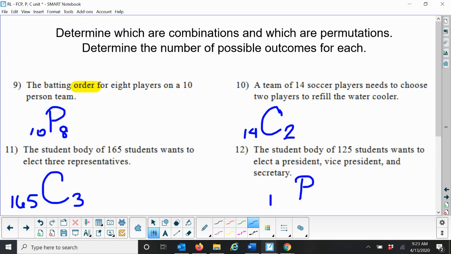And we have 125 students to pick from, but there are only 3 positions or spots that we are picking for.